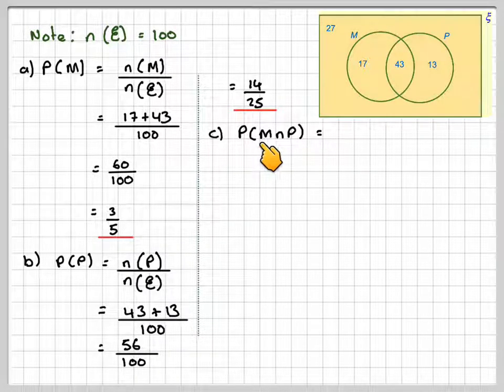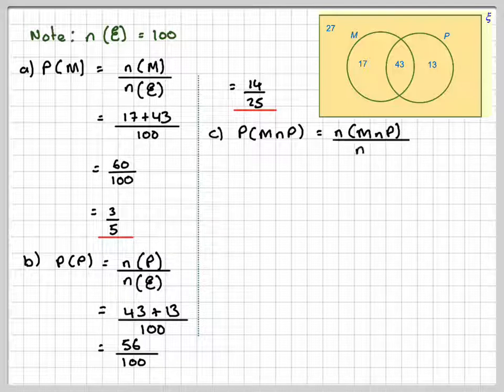Now in English this means the probability of those that studied both mathematics and physics. So that's going to be that one there, 43. So it's going to be the number in the intersection divided by the number in the universal set, which is 43 out of 100.